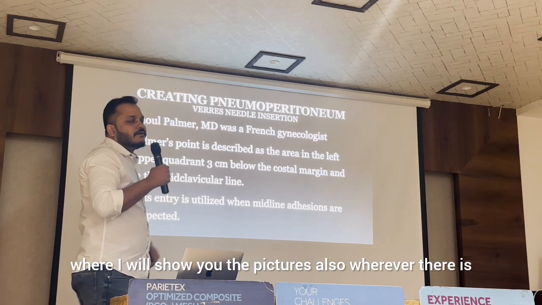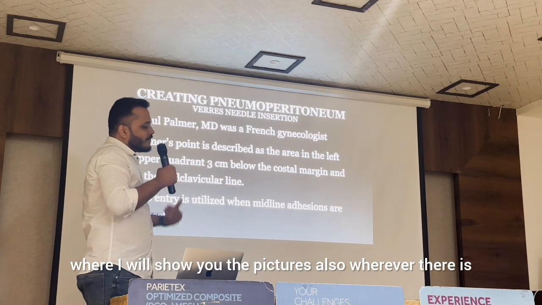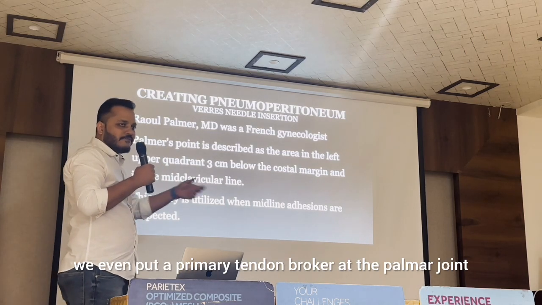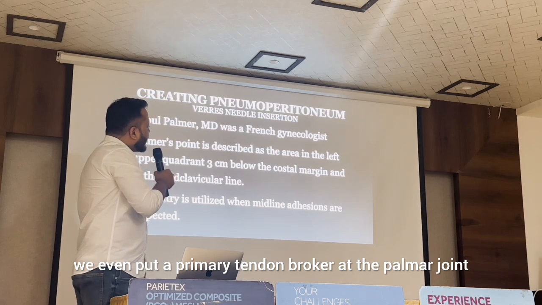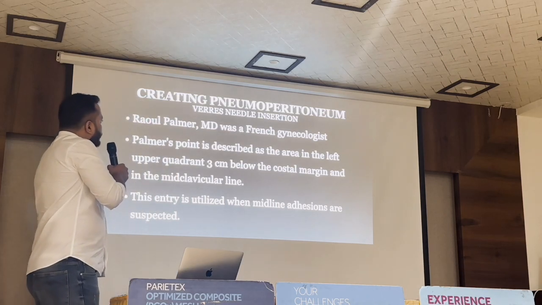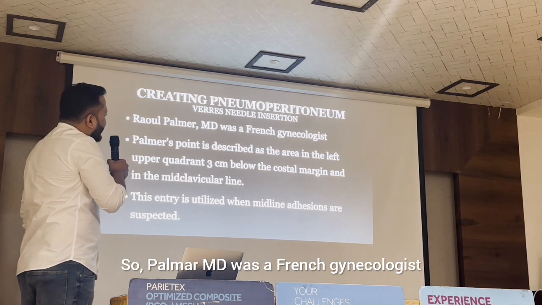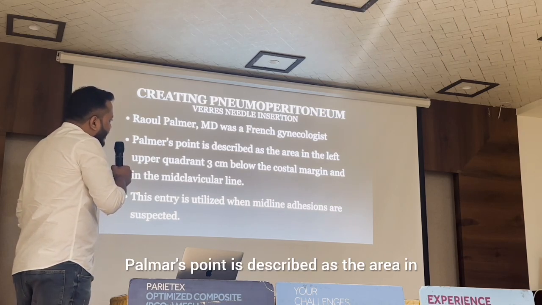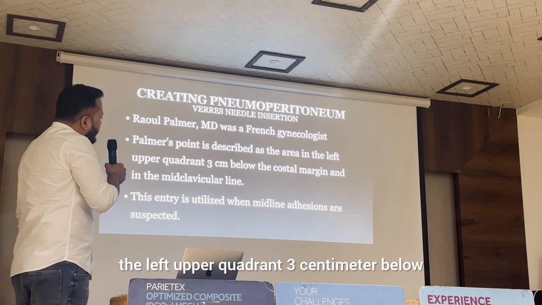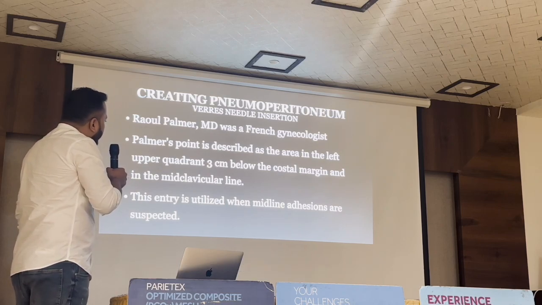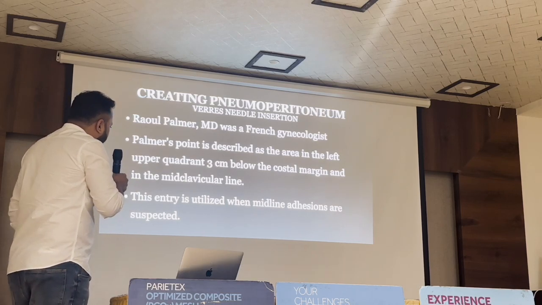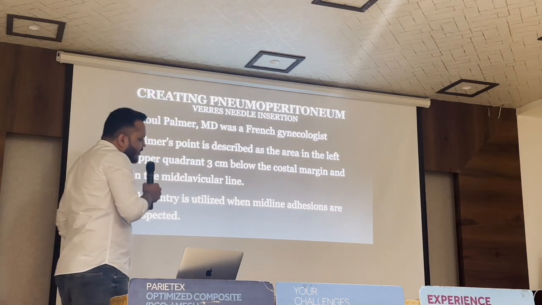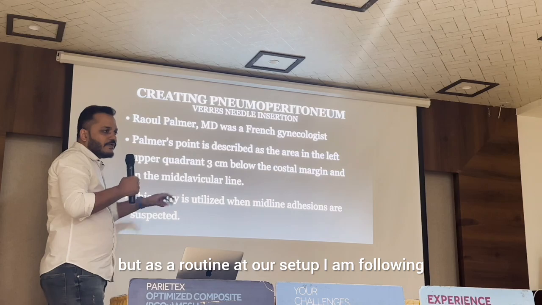Even at times, and I will show you the pictures also, wherever there is a vertical incision or supraumbilical incision, we even put a primary 10 mm trocar at Palmer's point. So what is Palmer's point? Palmer was a French gynecologist. Palmer's point is described as the area in the left upper quadrant 3 cm below the costal margin in the mid-clavicular line. This entry is utilized when midline adhesions are suspected, but as a routine at our setup, I am following this point of entry.